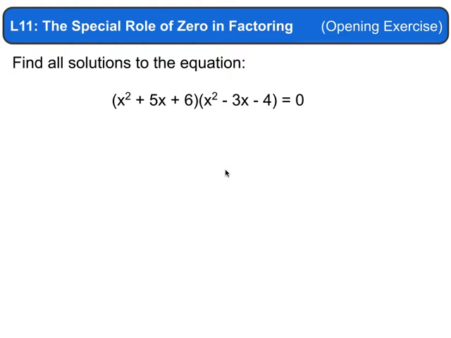It says find all the solutions to the equation. So what things could I put in for x that would make this equation equal to 0? Well, we're not going to sit here and guess. What we're going to do is take these pieces and factor them. We're going to find out what two things multiply to equal x squared plus 5x plus 6. If you remember anything about factoring from Algebra 1, that's great. If you don't, we'll remind you of what we're going to do.